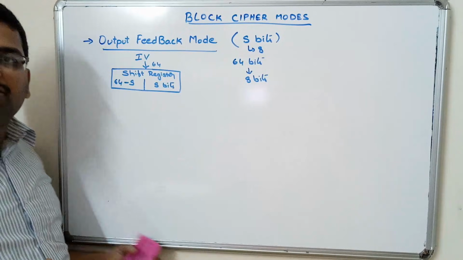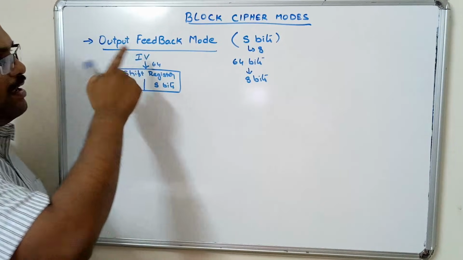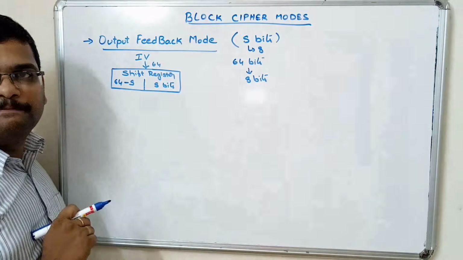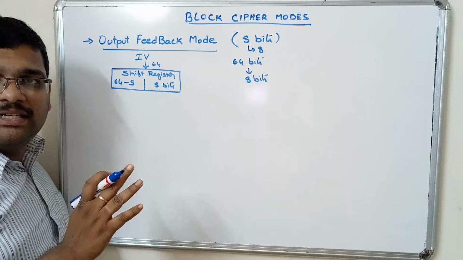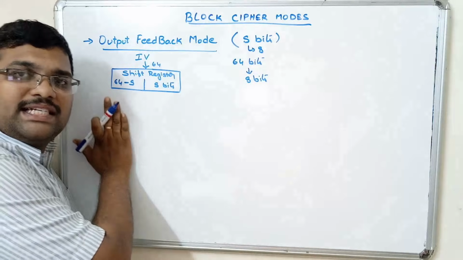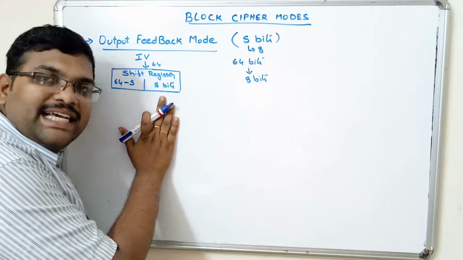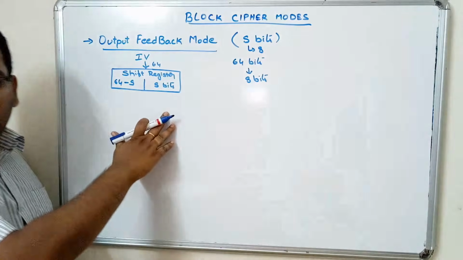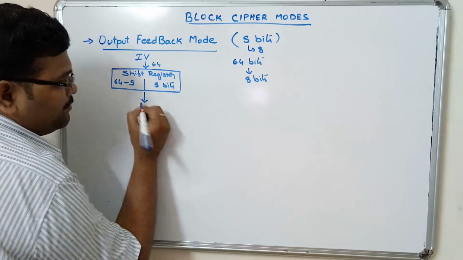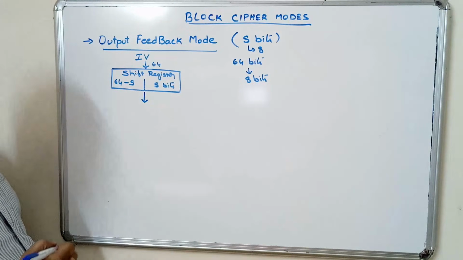Use the initialization vector. Here the length of this initialization vector is 64 bits. So consider the 64 bits and divide it into two parts. One is 64 minus S and another one is S bits. And now consider only the S bits, right? So apply the encryption.